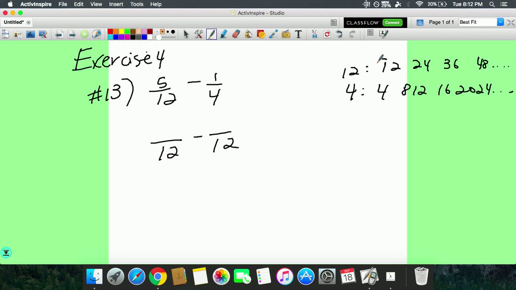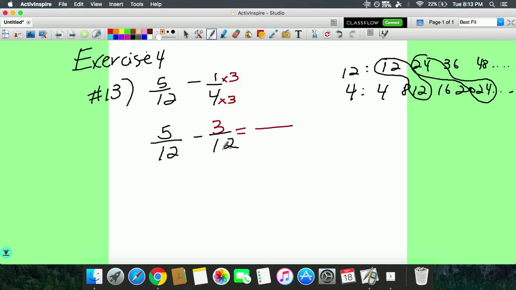If you notice, there's a 12 that they share in common, and a 24 also shares in common. But since we want to work with the smallest number possible, we can choose 12. You can choose 24, but if you work with small numbers, it just makes life easier. So picking 12, the 5 over 12 already has a 12 as a denominator, so nothing's going to change, so I'll just copy that. Now for the 1/4, we have to rewrite it into an equivalent fraction over 12. 4 was 4 times 3, so I go times 3 up here, and 1 times 3 is 3.